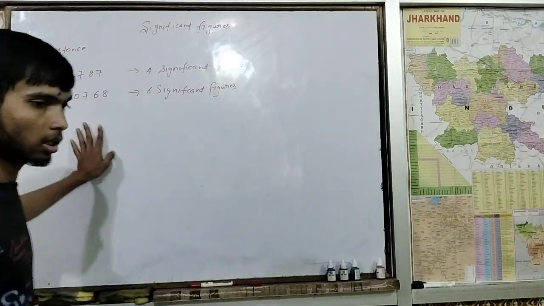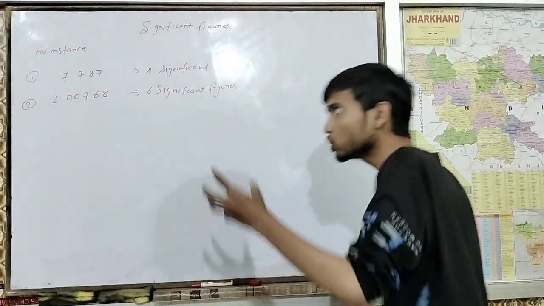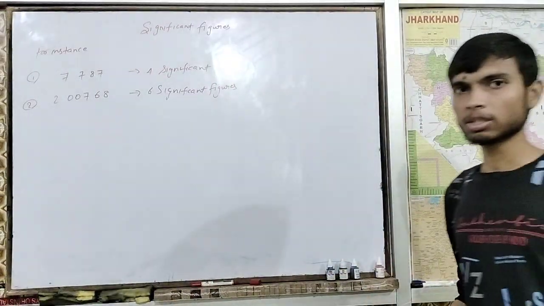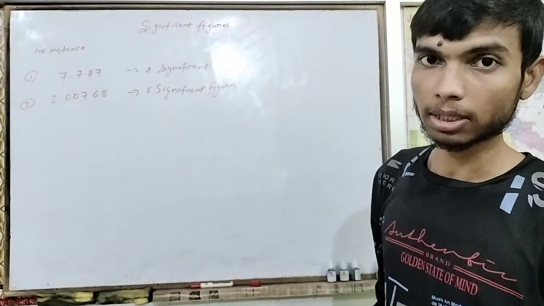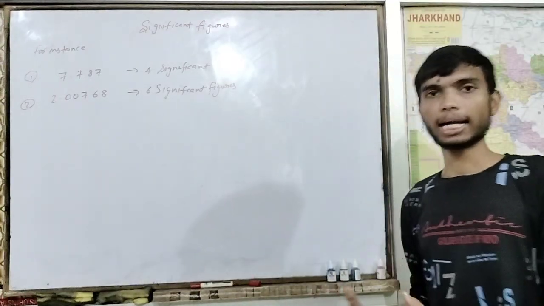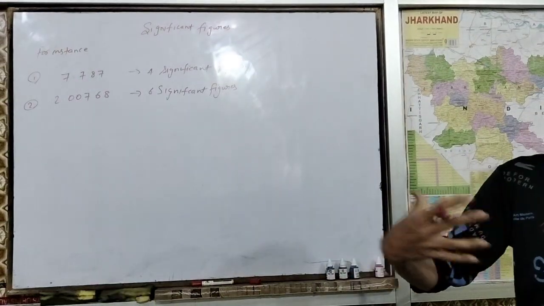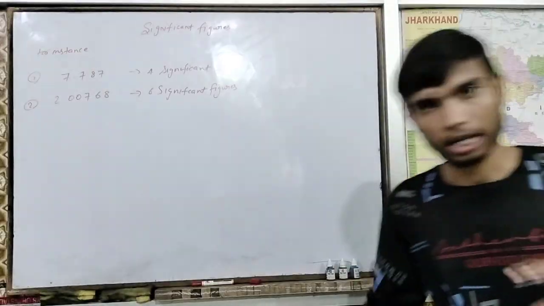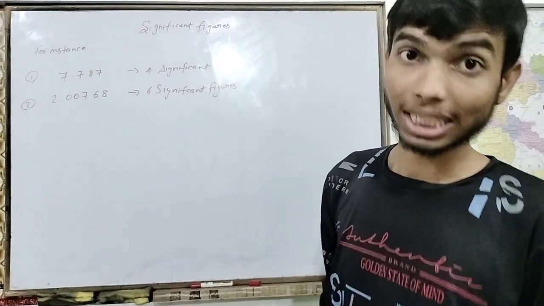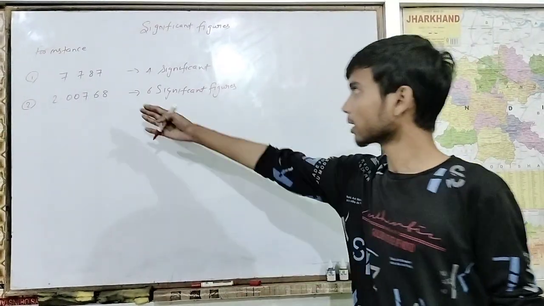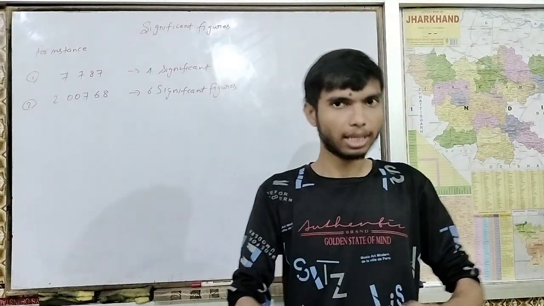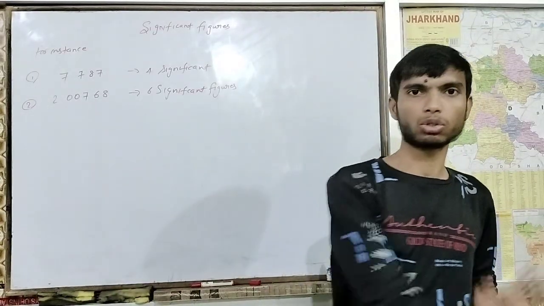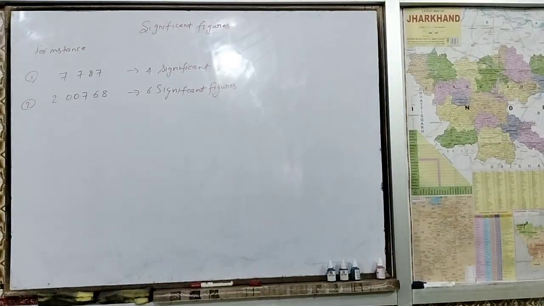Clear? In this we saw that if any zero numbers are coming after the decimal, and then after the zeros, non-zero significant numbers are coming, in that case those zeros will be counted as significant numbers. Okay. Now next we have 0.7.